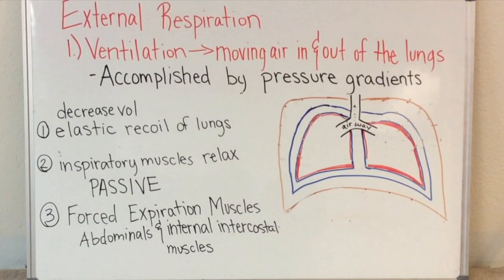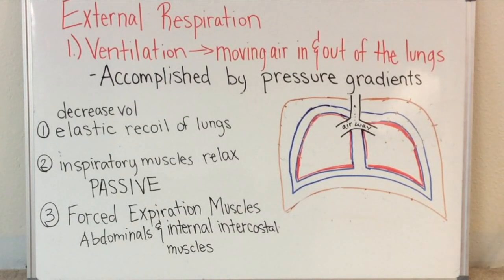In order to decrease the volume of the lungs, we need to decrease the volume of the thoracic cavity. This is accomplished by the elastic recoil of the lungs and the relaxation of the inspiratory muscles, which is a passive process, and can be enhanced by the activation of forced expiratory muscles.